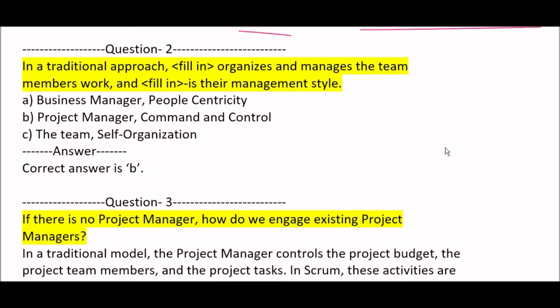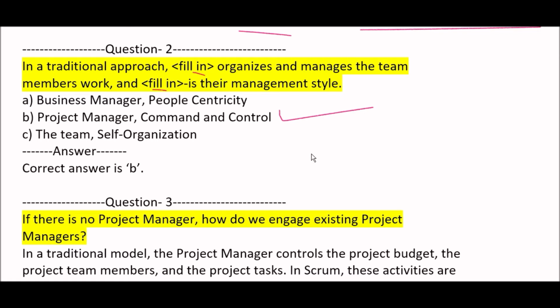Okay, next question. In a traditional approach, you have to fill in the blank space. Blank organizes and manages the team member work and blank is their management style. Option A, business manager and people centricity respectively. Option B, project manager, command and control respectively. Option C, the team and self-organization respectively. And here the right answer is option B.